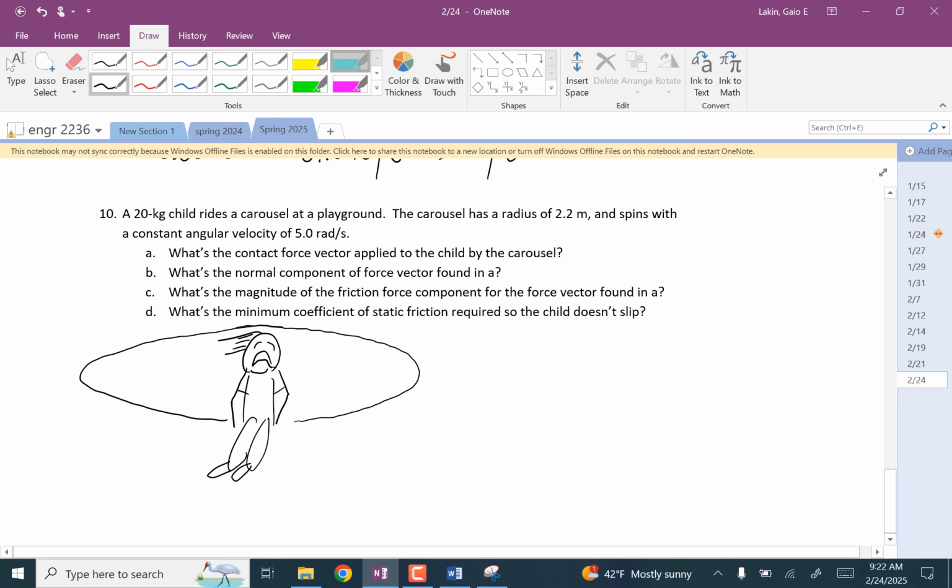Okay, so here's what we're calculating. And let's choose a new coordinate system just to see how it works. So if this is the center, let's say that this is the x-axis, which is red, y-axis, and z-axis up. And it has a radius of 2.2. Oh, it's constant angular velocity. Luxurious this time.